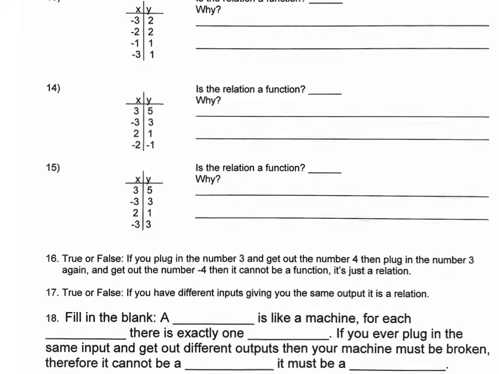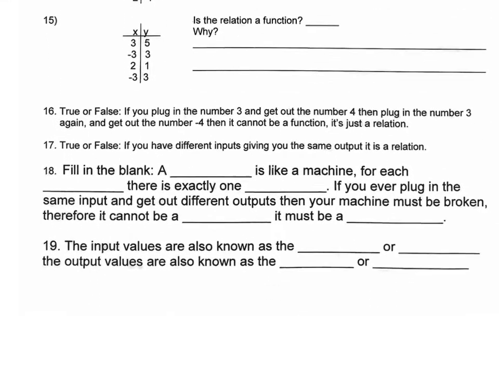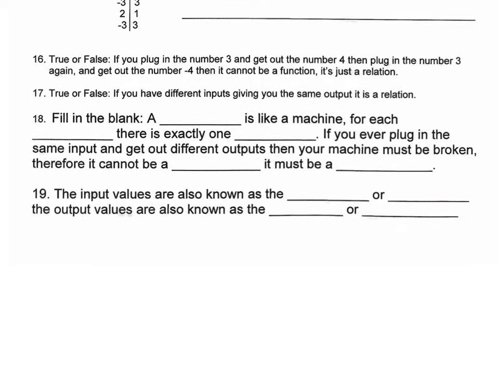All right, guys, I know it's a long video, but how about number 14? Is that a function or just a relation? It's a function. You never plug in the same number twice. So for each input, there's exactly one output. Let's write that down, function. Moving on to number 16 right here. True or false? If you plug in the number 3 and get out the number 4, then plug in the number 3 again and get out the number -4, then it cannot be a function. It's just a relation.